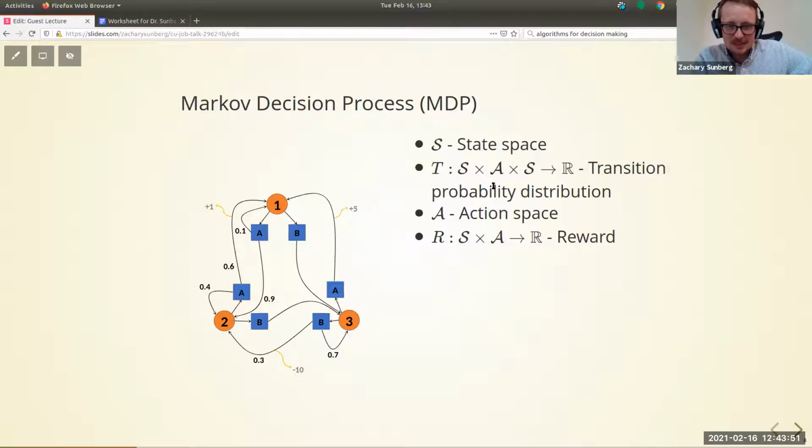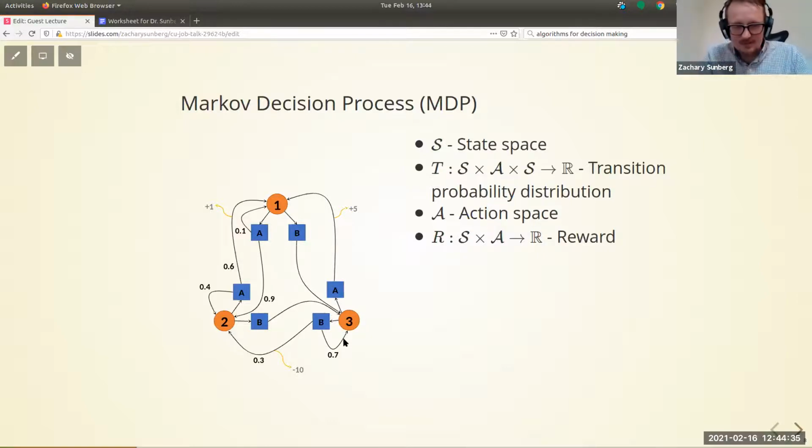A transition probability distribution T maps the probability of starting in a state in the state space, taking an action, and landing in another state to a real number that represents the probability of that transition. So for instance, in this diagram, if we start in state 3 and take action B, then we have a 70% chance of returning to 3 and a 30% chance of going to 2, and then a reward for every state and action pair. So if we start in state 3, take action B, with a 30% chance we get a -10 reward, or with a 70% chance we don't get any reward.